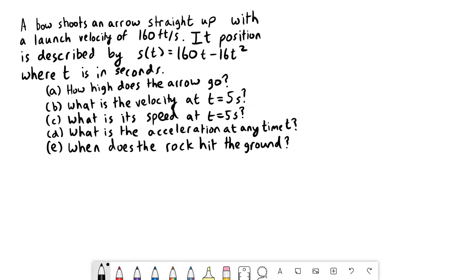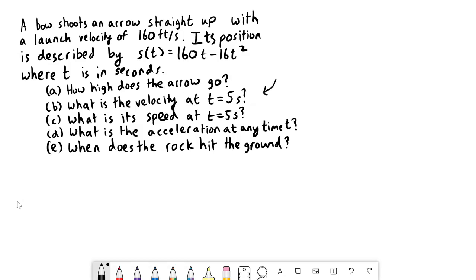So, a bow shoots an arrow straight up with a launch velocity of 160 feet per second. Its position is described by the function s of t equals 160t minus 16t squared, where t is in seconds. How high does the arrow go? What is the velocity? So velocity, speed, acceleration, you have a lot of things happening, a lot of parts, and usually it would be on a test, maybe given as a free response question, right? One idea with multiple parts.